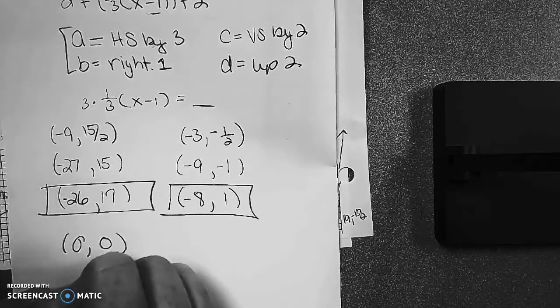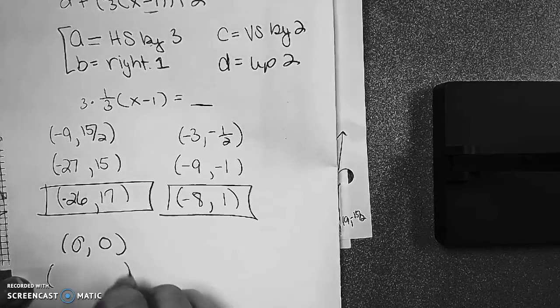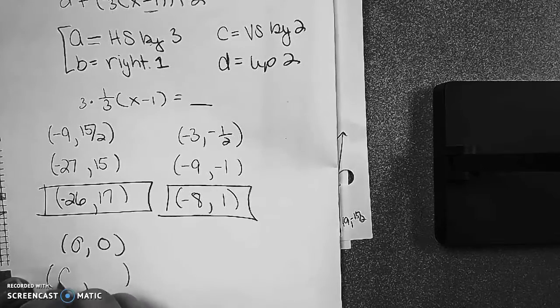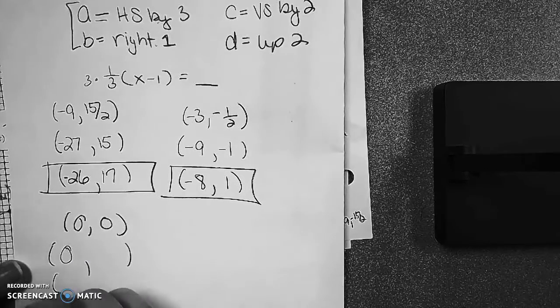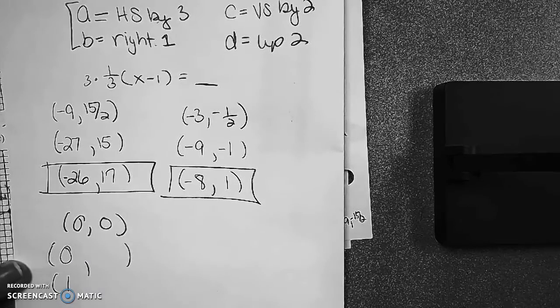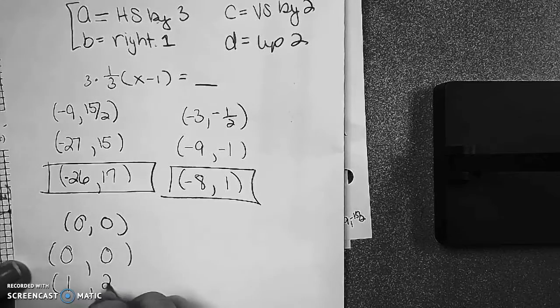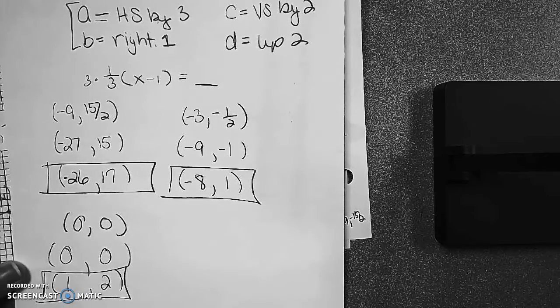0, 0 is on this parent function. Multiplying, the horizontal stretch by 3 will not change that point. It's going to stay 0. Right 1 will change my x value to 1. Okay, let's go to the y's. So my y value is currently 0. Vertical stretch by 2 keeps it at 0. Up 2 will make it 2. So there's where that point goes.